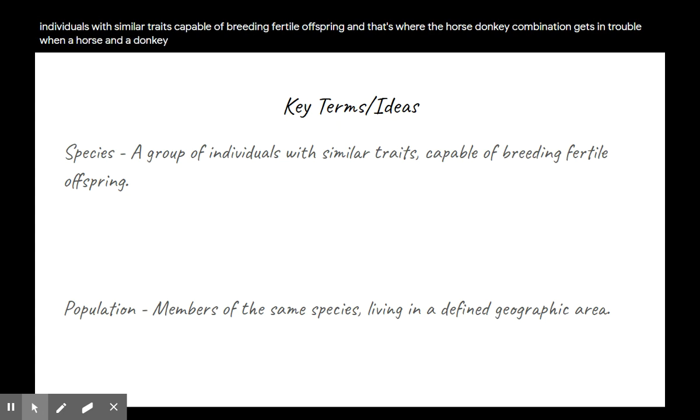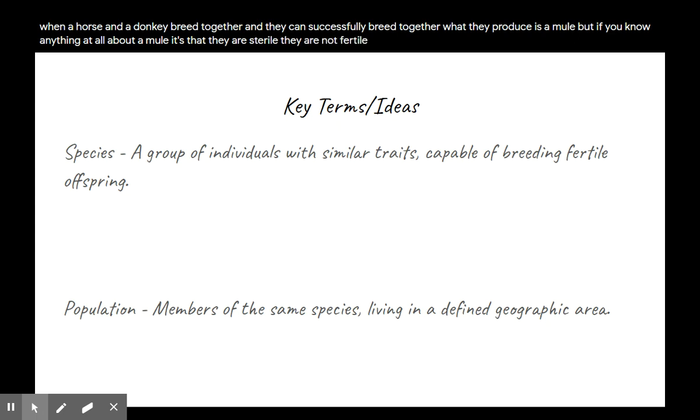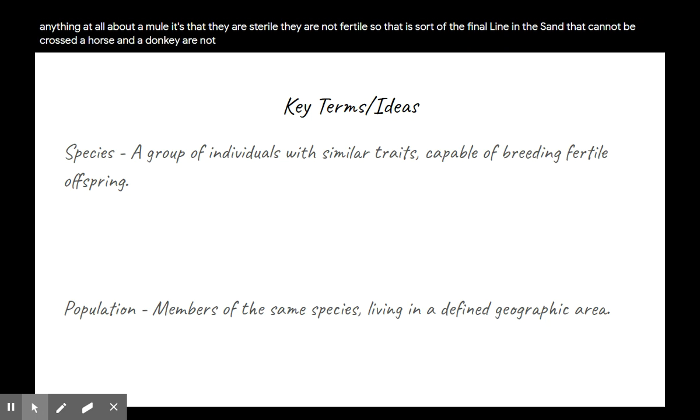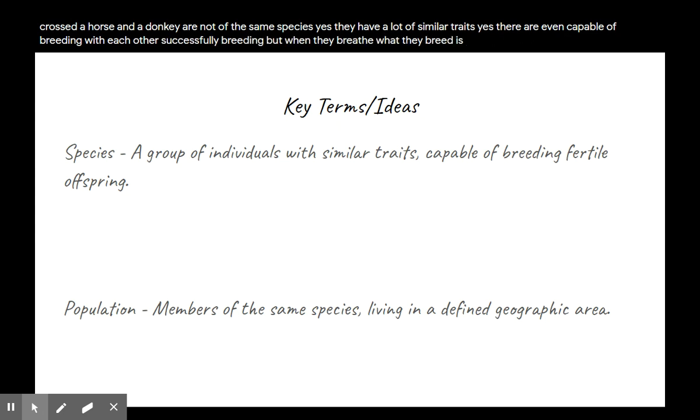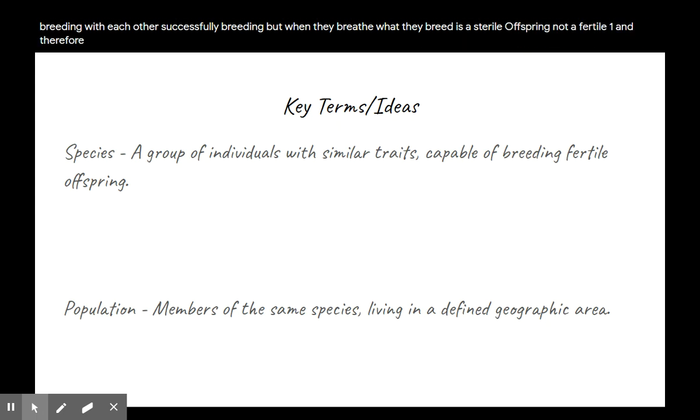When a horse and a donkey breed together, and they can successfully breed together, what they produce is a mule. But if you know anything at all about a mule, it's that they are sterile. They are not fertile. So that is sort of the final line in the sand that cannot be crossed. A horse and a donkey are not of the same species. Yes, they have a lot of similar traits. Yes, they're even capable of breeding with each other, successfully breeding. But when they breed, what they breed is a sterile offspring, not a fertile one, and therefore they are not of the same species.